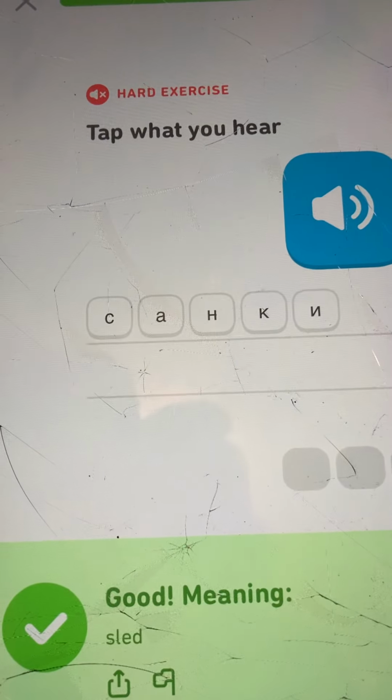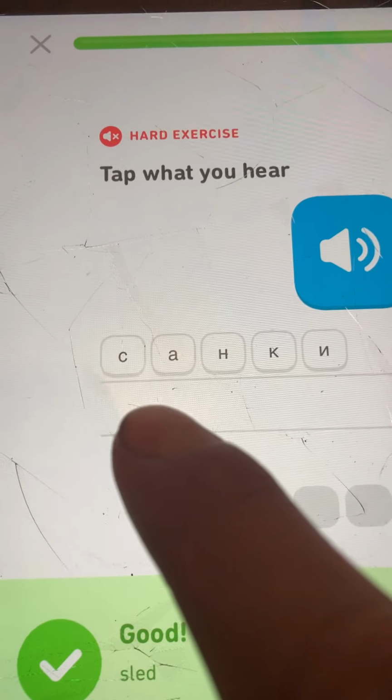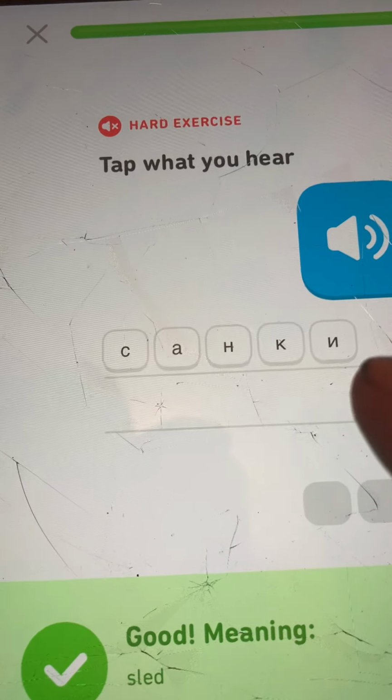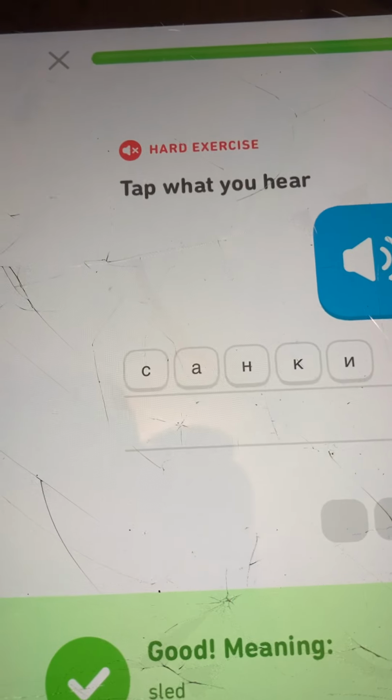Sanki means sled in Russian. C-A-H-K backwards N. Sanki.